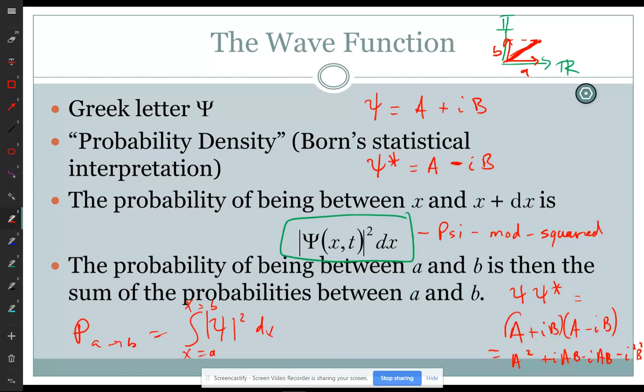You have psi is equal to a squared plus b squared, but where do I have that? Okay, so psi times psi mod is equal to a squared plus b squared. But psi by itself is equal to the square root of a squared plus b squared, from your imaginary and real. Psi by itself would be something like this, a complex value.